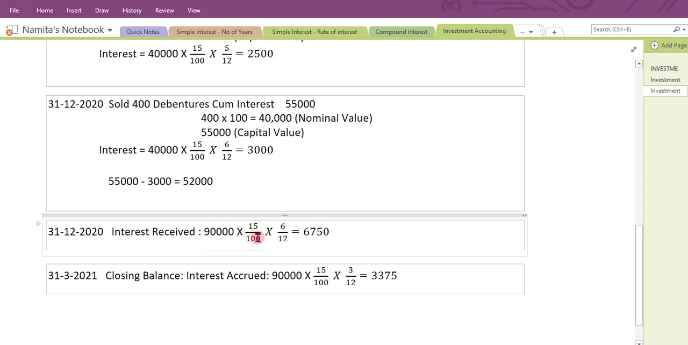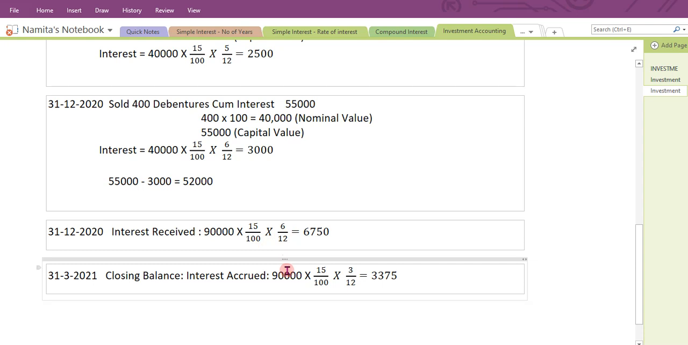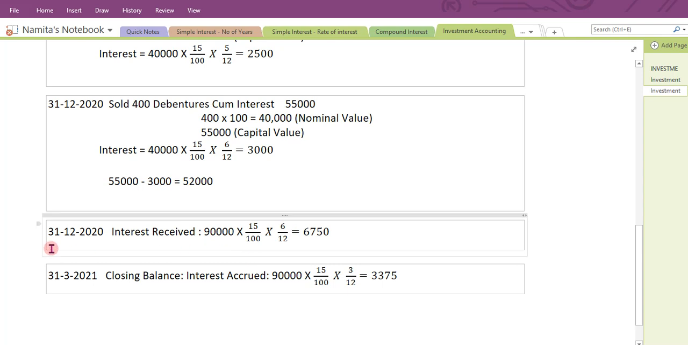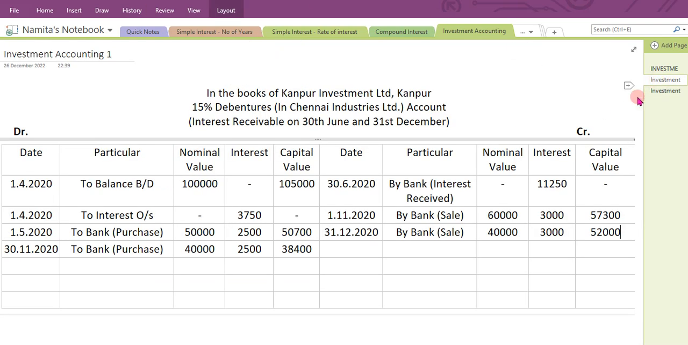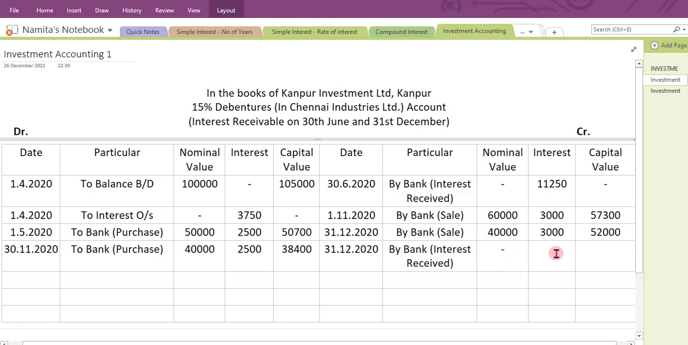So 90,000 multiplied by 15 divided by 100 multiplied by 6 divided by 12. Why 6 months? From 30 June to 31st December, how many months are there? July, August, September, October, November and December. December, the entire last month, we are taking because the date is 31st December. So 6 months. So interest is how much? 6,750. So interest we have received. So write on 31st December 2020, by bank, interest received. How much interest are we receiving? 6,750.